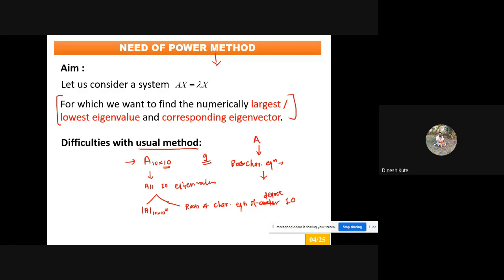Now you can directly calculate the largest eigenvalue here. Okay, similarly you can directly calculate the lowest eigenvalue here. So that saves our calculation, right? For example, for a 10 by 10 matrix, the calculation of 10 eigenvalues is directly saved, and then you need to find only one eigenvalue. So that is the importance of this power method.